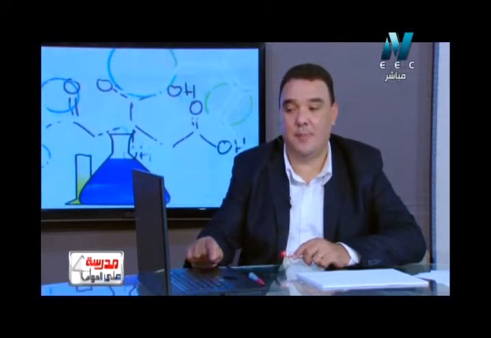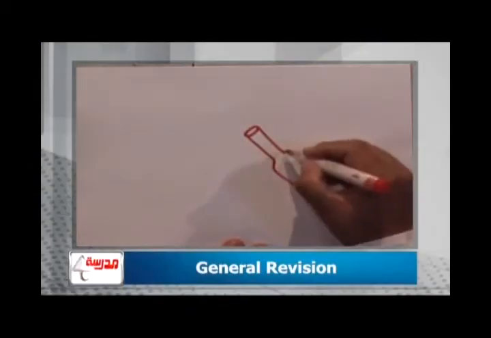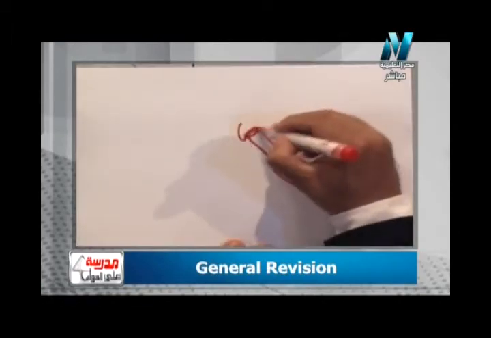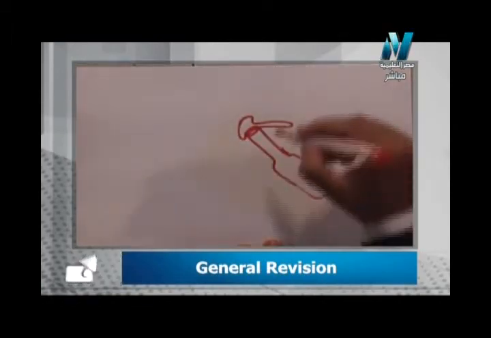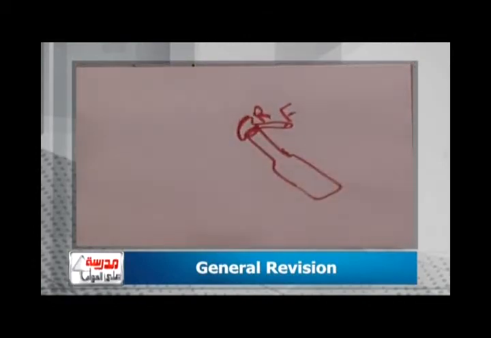So another question. Nutcracker كسارة البندق and bottle opener فتاحة الزجاجات are considered from the what class lever. I will not answer this question yet, but I will draw the nutcracker and bottle opener. Let me draw the bottle opener to know how to determine the type of lever easily. Imagine that I have a bottle like this. Okay. And this is the bottle opener. All of us know this. Here is the effort force, and here is the resistance, and here is the part which will move, the fulcrum. Fulcrum again has the symbol O.